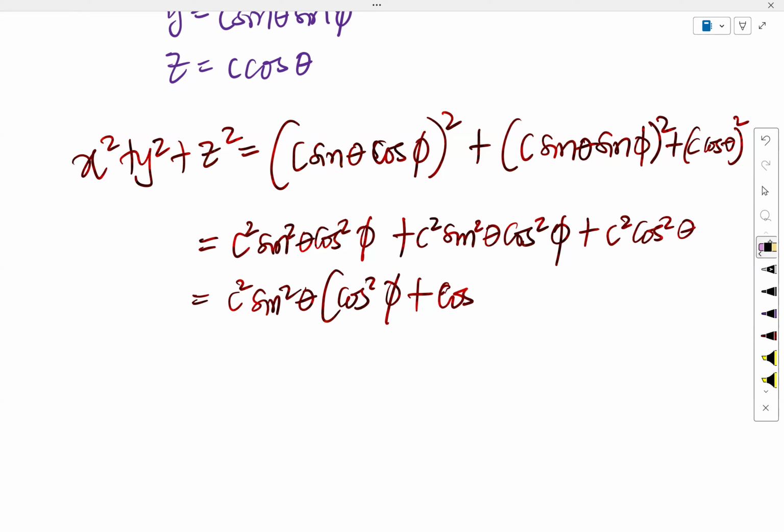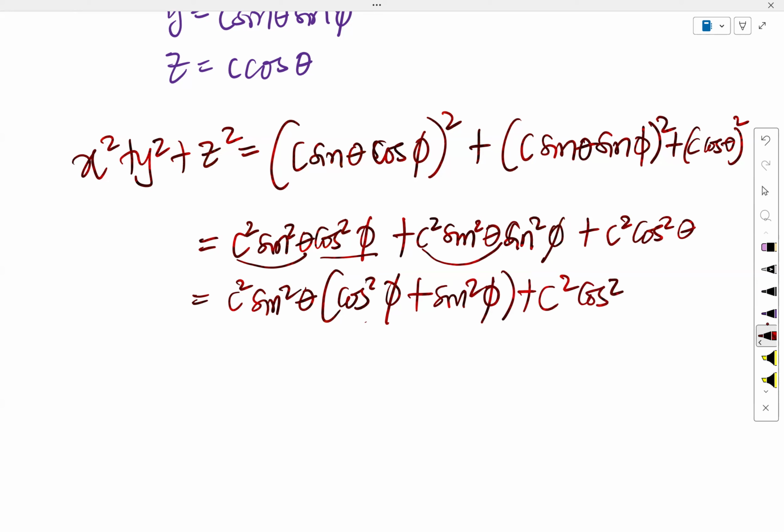Okay, so I think I have an issue with this one. Sorry, there's a lot of stumbling. It is c squared sine squared theta sine squared phi. Yes, that's some confusion there. So it means c squared sine squared theta is common to this. You see, c squared sine squared theta is common. And then what do you have left? Cos squared phi, and then you have sine squared phi left, plus c squared cos squared theta.